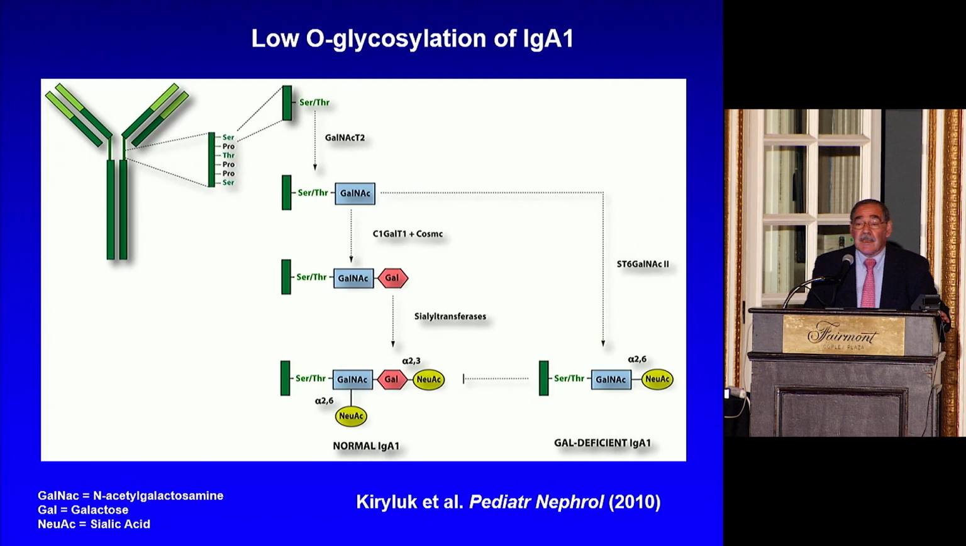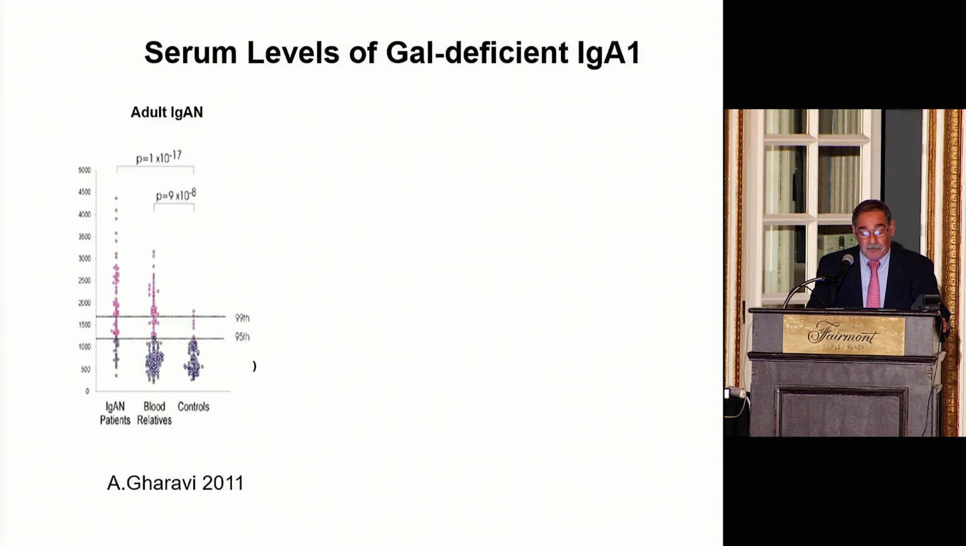Now, if you look at the IgA molecule in people with IgA nephropathy, it has a low level. It's undergalactosylated at the hinge region of the IgA1 molecule. It's missing these galactose residues. That's important because it tells us something about the molecule, and it also tells us something about the whole pathogenesis, at least our current view of it.